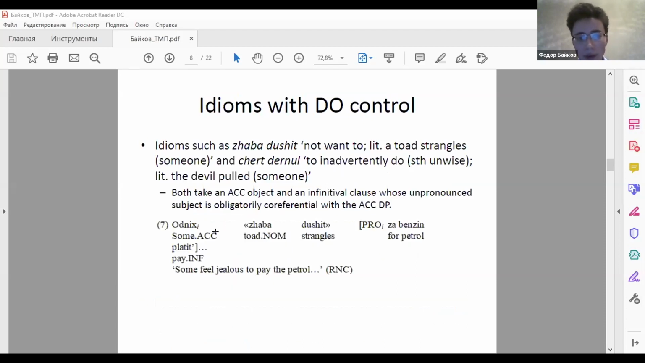Now let's proceed to idioms with direct object control, namely жаба душит, to feel jealous, and черт дернул, to do something unwise inadvertently. Both these idioms take an accusative object and an infinitival clause, whose unpronounced subject is again obligatorily coreferential with the accusative DP. And an example is provided in the sentence 7.